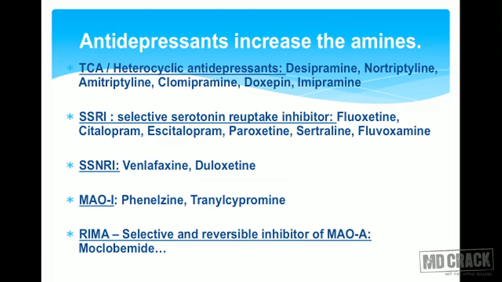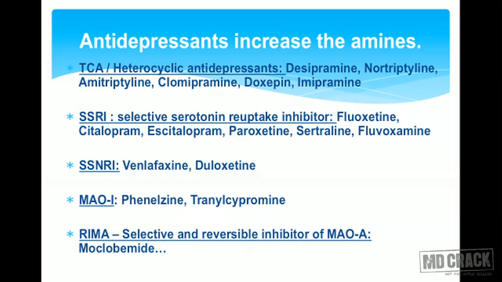The treatment is done with antidepressant drugs, and the antidepressant drugs are supposed to increase the amines. If you remember the biochemistry of behavior in depressive disorders, in major depressive disorder you're supposed to have lower levels of amines. So the goal of treatment is to increase the level of amines, most probably by inhibiting the reuptake of amines.